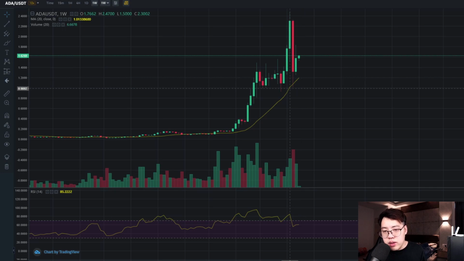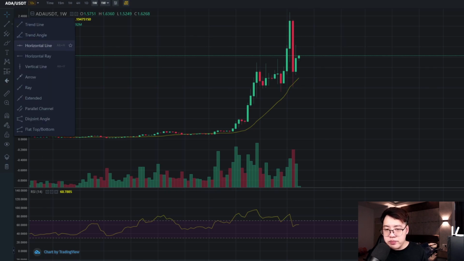So the bus stop, the resistance and support, is a very, very important thing to know, because if you don't know how to see your support and resistance, you are having a hard time entering the market at a good price. Let's say from this chart right now, I will draw a very simple support and resistance using a horizontal line so you can understand better.